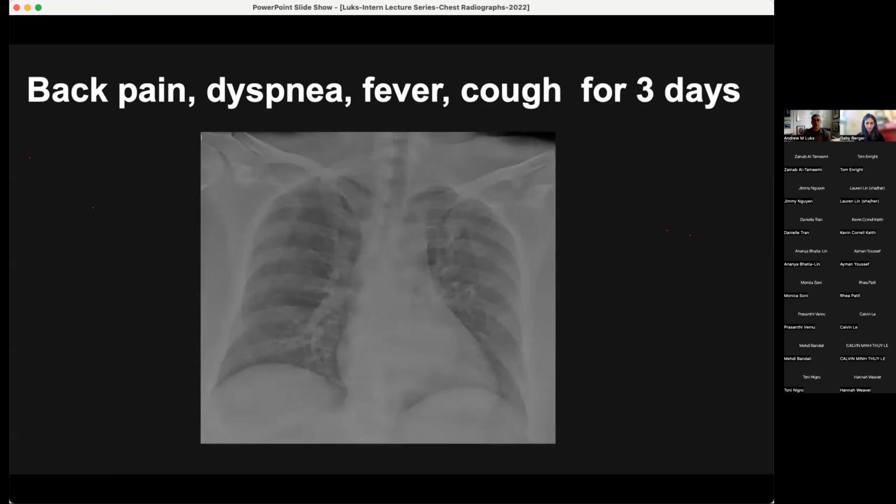So this is a patient who has back pain, dyspnea, fever, and cough for 3 days in duration. The question is, can you identify anything on the chest film that would account for those symptoms? If you have any thoughts, you can put them in the chat.